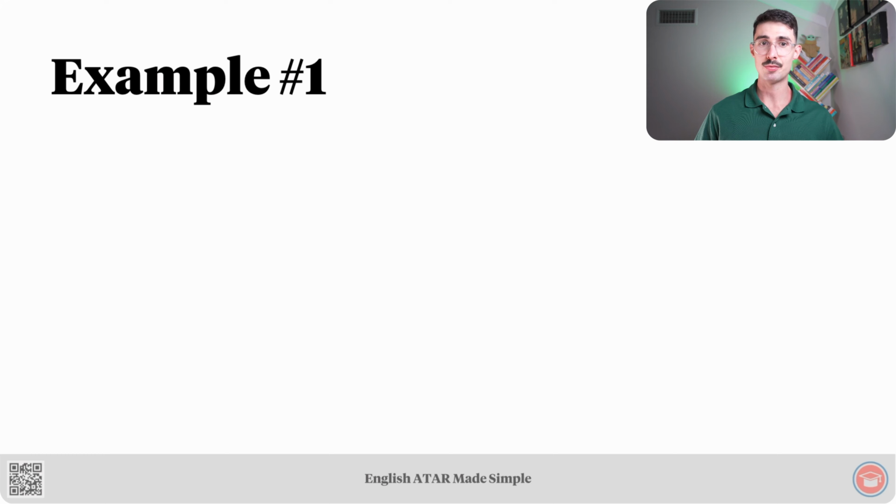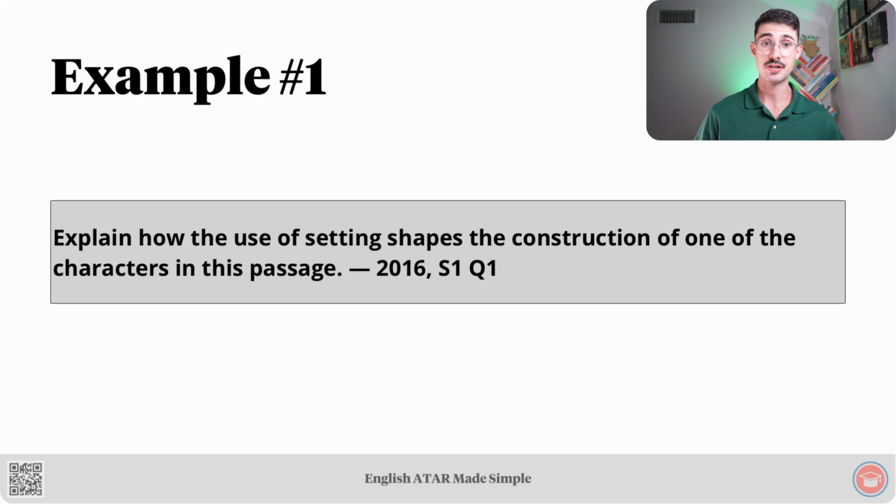Returning to example 1, the question was: explain how the use of setting shapes the construction of one of the characters in this passage. By the way, I'm not going to reread all of the texts that we looked at in the previous lesson. They should be relatively fresh. If you need to refamiliarize yourself with the text that this question relates to, go and do that now and come back once you're done.